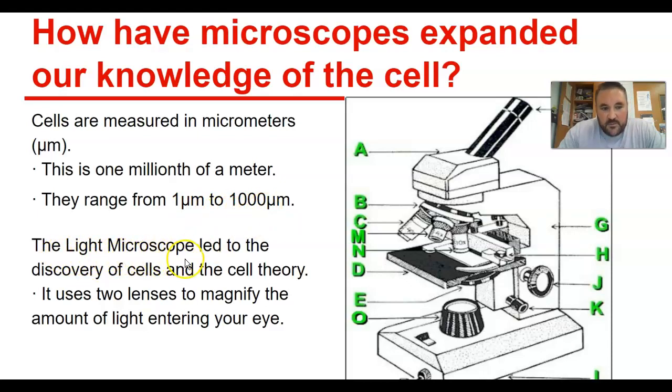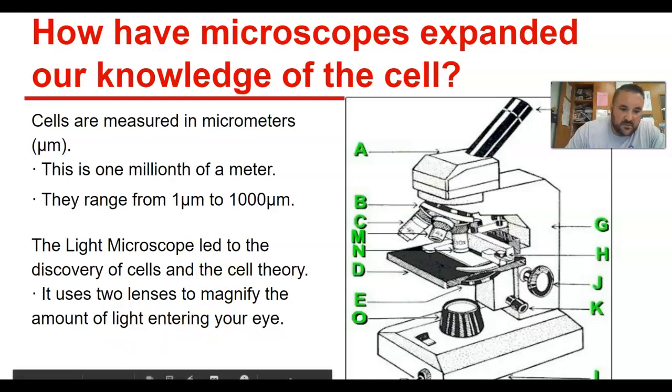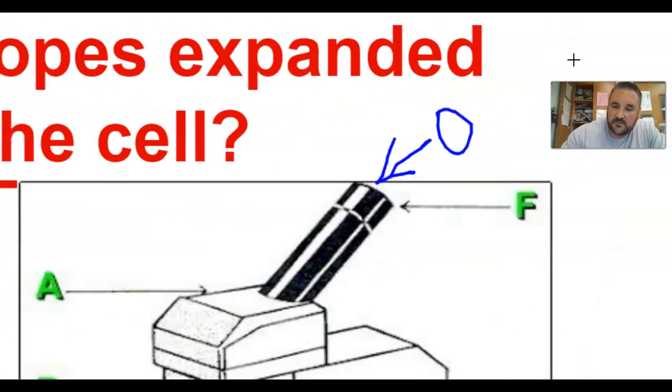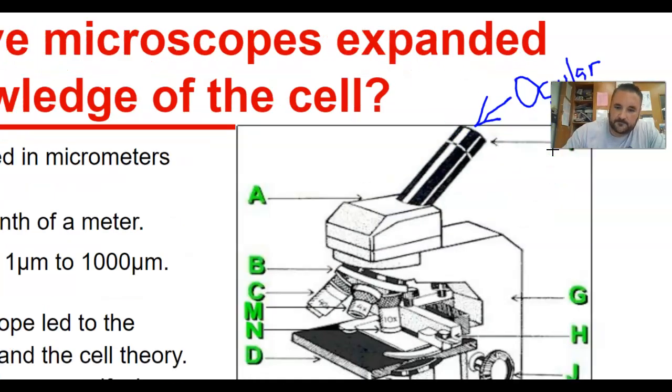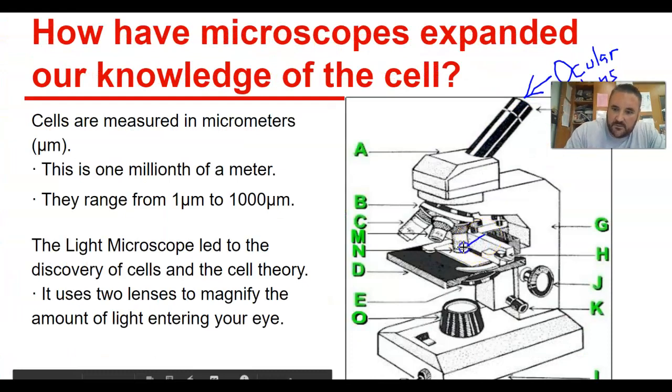The light microscope led to the discovery of cells. A light microscope uses lenses to magnify the amount of light entering your eye. So I'm going to take a look at this picture, and we're going to mark it up a little bit and talk about the microscope. Here on your microscope, we have some lenses. This is where your eye goes. We call this the ocular lens. And then we also use these lenses here, which are your objective lenses.